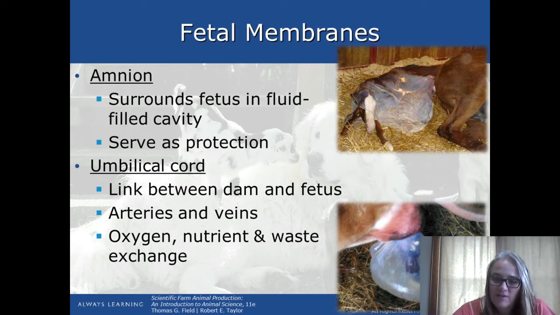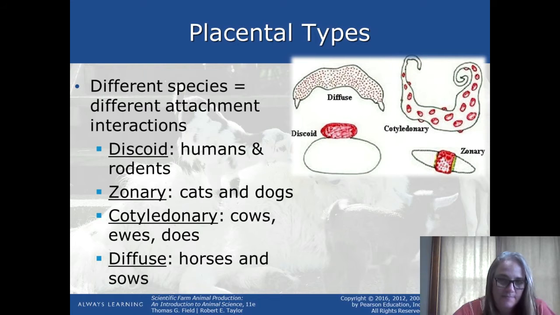Another important thing for you to understand is the umbilical cord. This is the link between the dam and the fetus in terms of blood. It has arteries and veins in it. It's how they exchange oxygen and nutrients and waste.